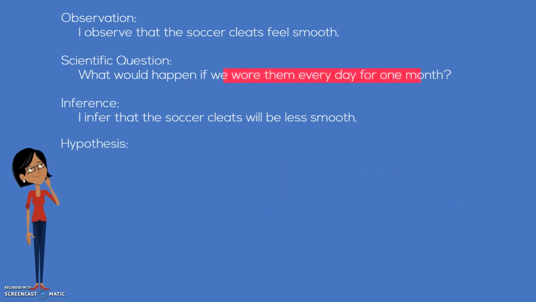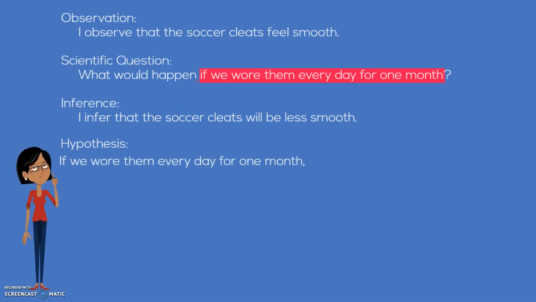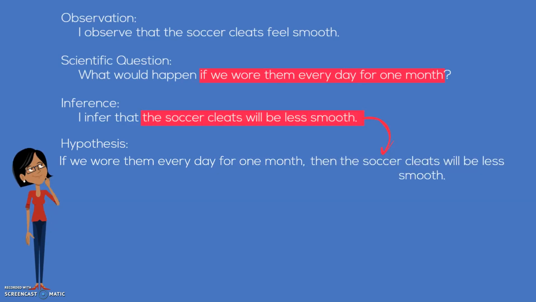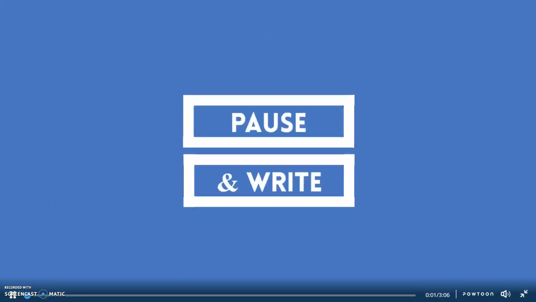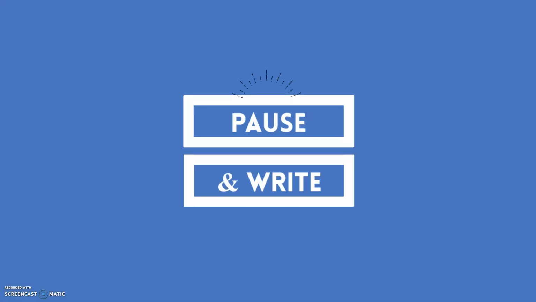So I'm going to drag the if portion from the scientific question down. Then I'm going to add a then. Then I'm going to drag the inference part down after the then. Pause and write that hypothesis down on your worksheet. You can always rewind.